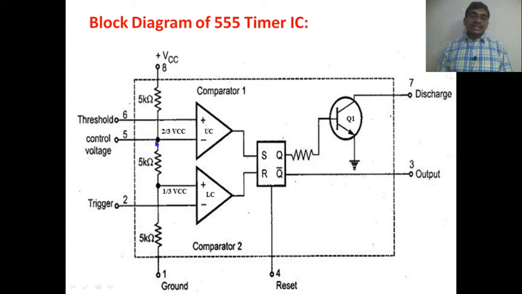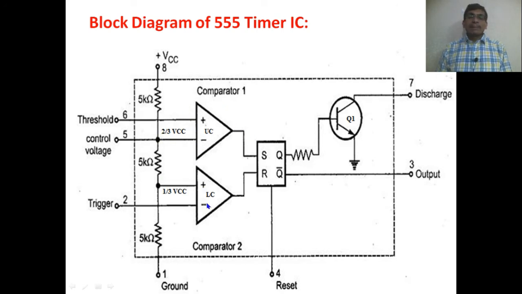Therefore, after each resistor we will have voltages: after the first 5 kilo ohm resistor, the voltage is 2 by 3 VCC, and after the second resistor, the voltage is 1 by 3 VCC. After the third resistor, the voltage is 0, and before the first resistor, the voltage is plus VCC. Therefore, here we have only two different levels, 1 by 3 VCC and 2 by 3 VCC, which are very important voltage levels.